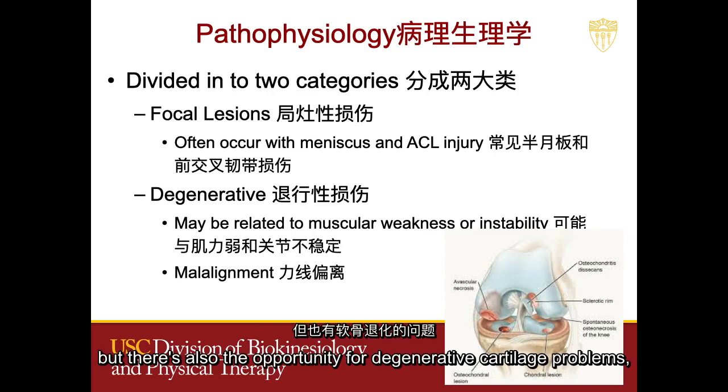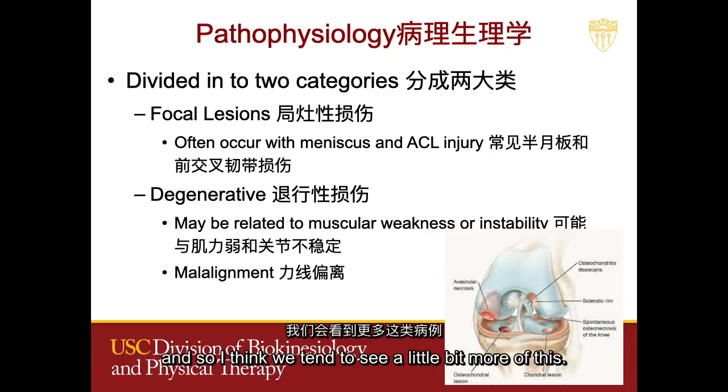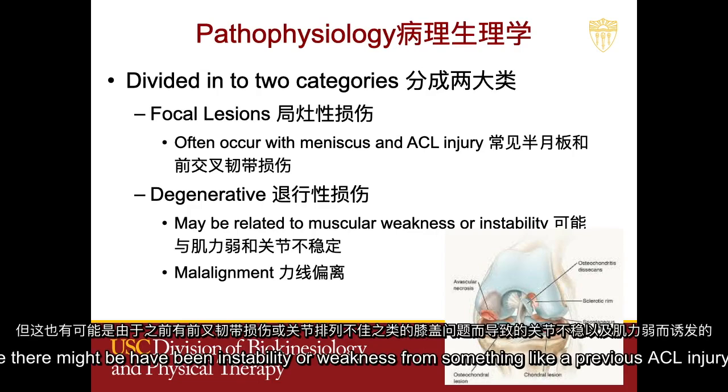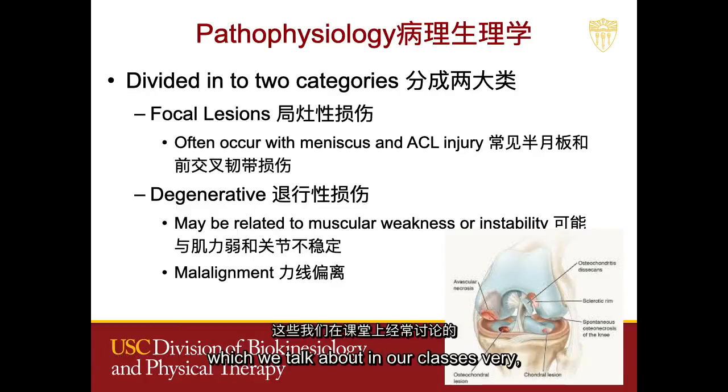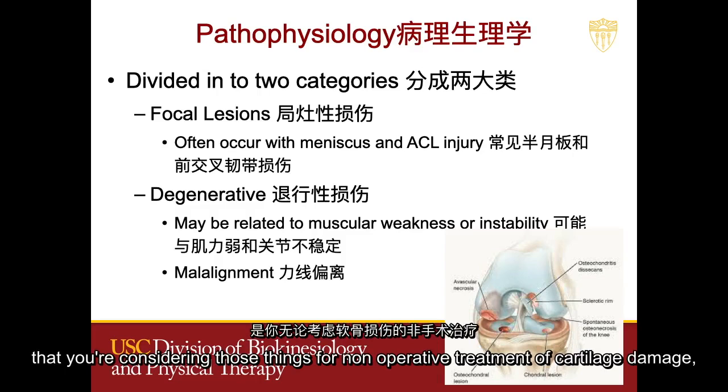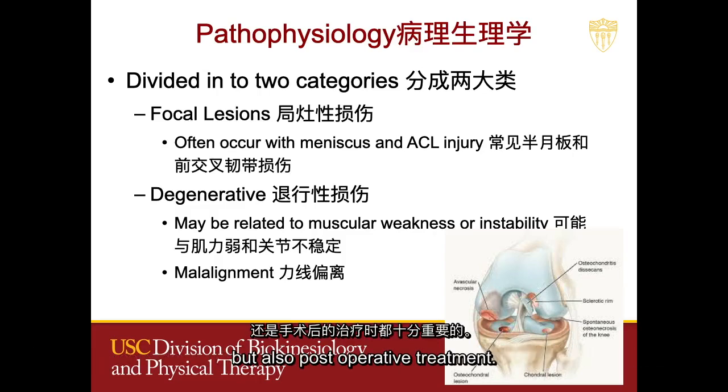But there's also the opportunity for degenerative cartilage problems. I think we tend to see a little bit more of this, but this is where there might have been instability or weakness from something like a previous ACL injury or malalignment. So again, that idea of making sure that the hip and the ankle and foot are working correctly to help with our knee alignment, which we talk about in our classes. Very, very important that you're considering those things for non-operative treatment of cartilage damage, but also post-operative treatment.